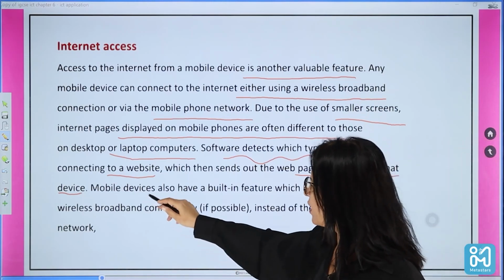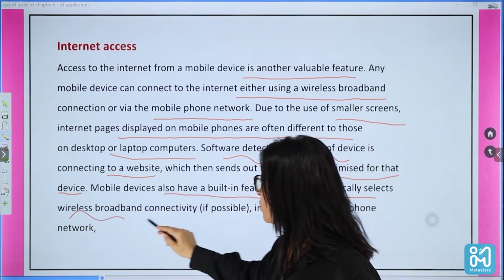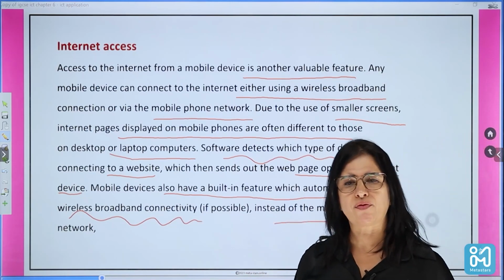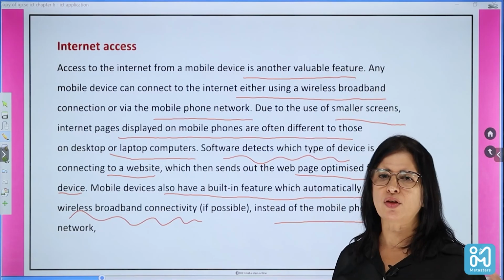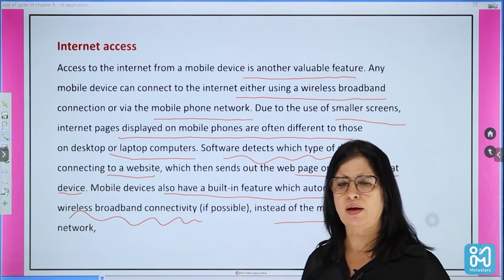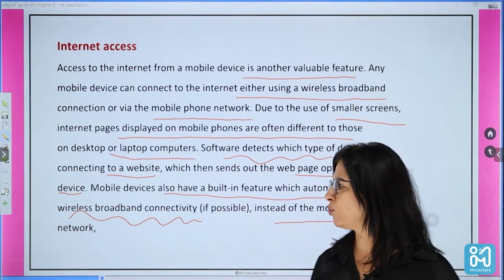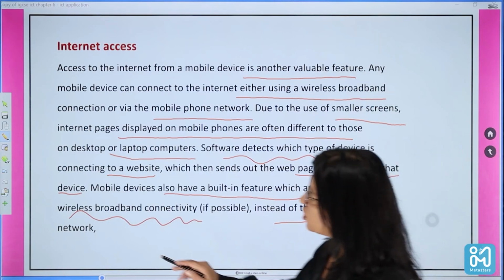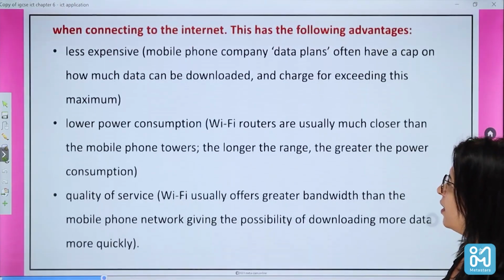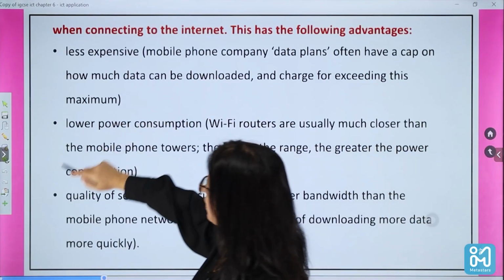Mobile devices also have a built-in feature that automatically selects wireless broadband connectivity if possible instead of the mobile phone network. So if you are at home and you have Wi-Fi and you have 5G or 4G, it will connect to Wi-Fi if it's closer because it has a higher speed of data transmission, and we have more advantages of using the traditional Wi-Fi routers rather than the network. So why? Let's discuss this.